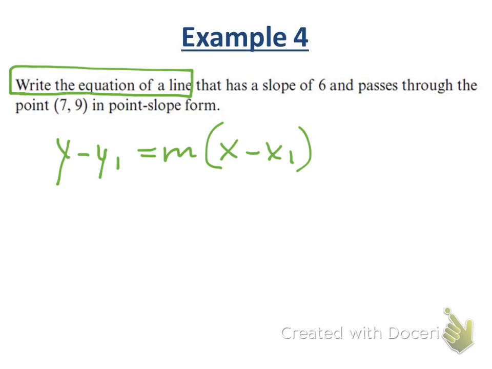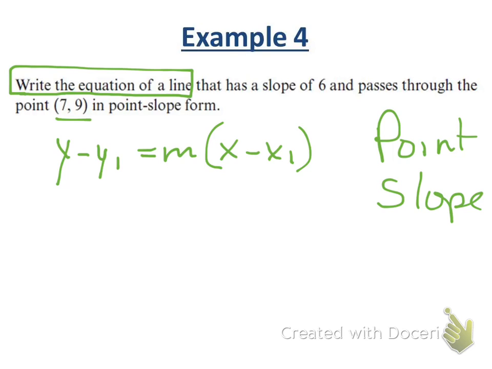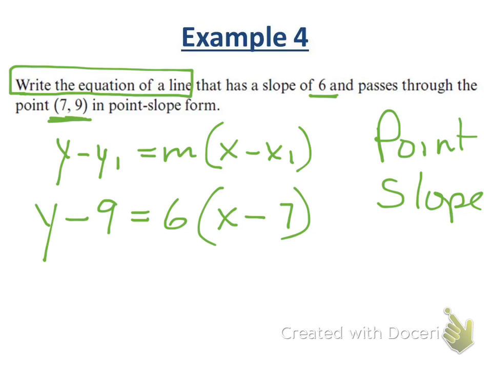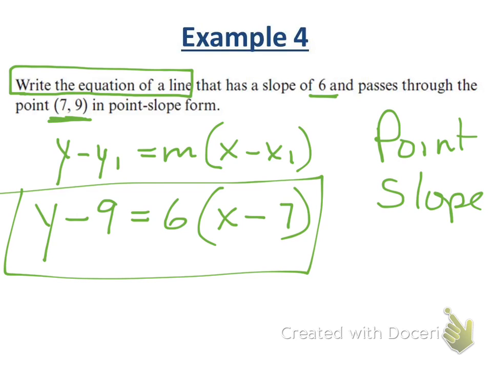y minus y1 equals m times x minus x1, and we're looking for a point and a slope. The two pieces of information that we have to write the equation of a line. We got a point right here. We got a slope right there. So y minus 9 equals 6 times x minus 7, and we are done. Now, if they wanted us to write it in slope-intercept form, we could do that. We could write it in standard form. Whatever form we want to put it into from here, we can do it. Just distribute the 6 and move things around. All right?